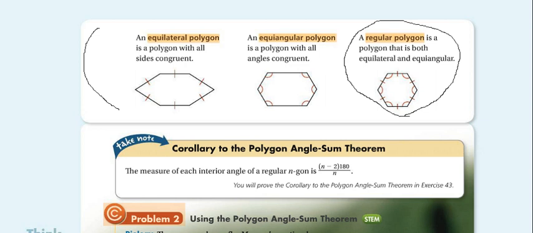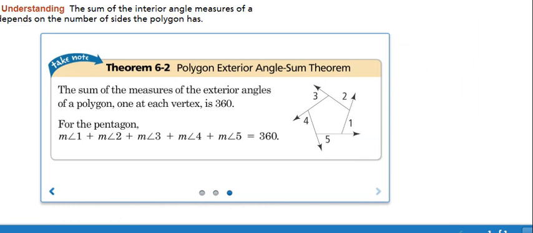Alright, and our last key concept is the exterior angle sum theorem. Before we were looking at interior; this time we're looking at exterior, so the outside. And the sum means all of them combined together.